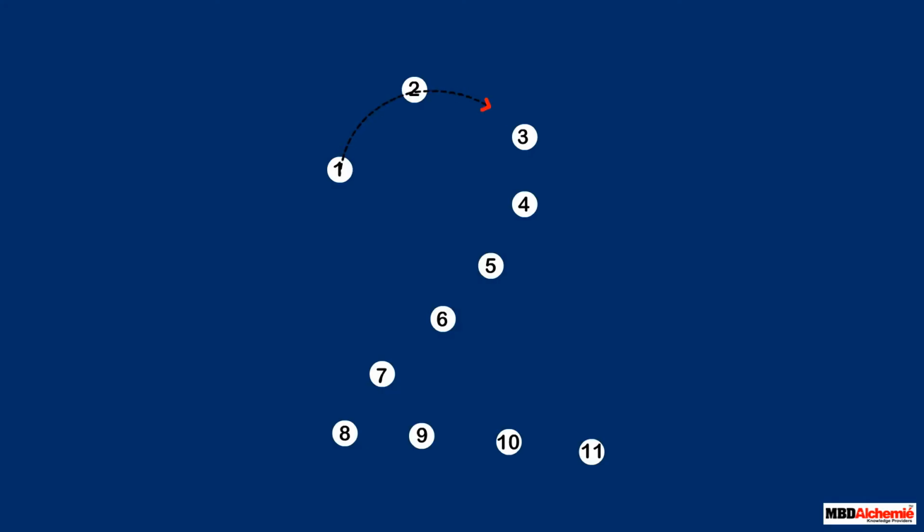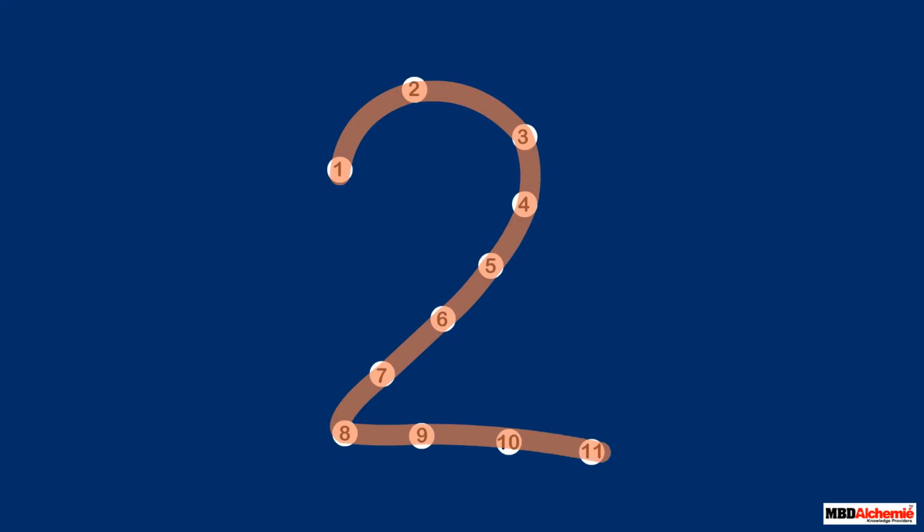Let's summarize. Around the back of the railway track, make 2, 2, 2. Around the back of the railway track, make 2, 2, 2.